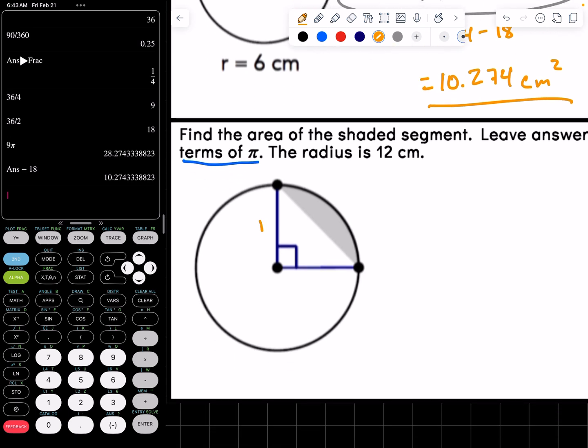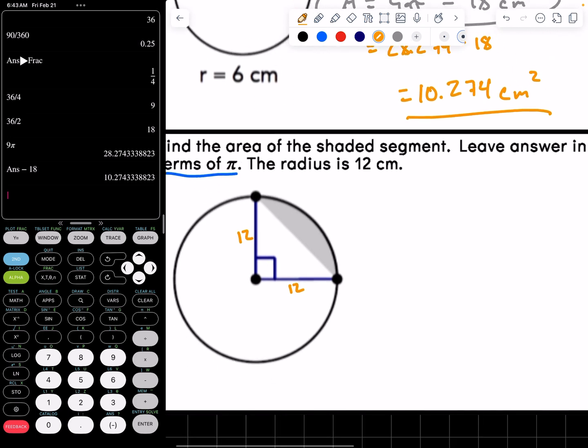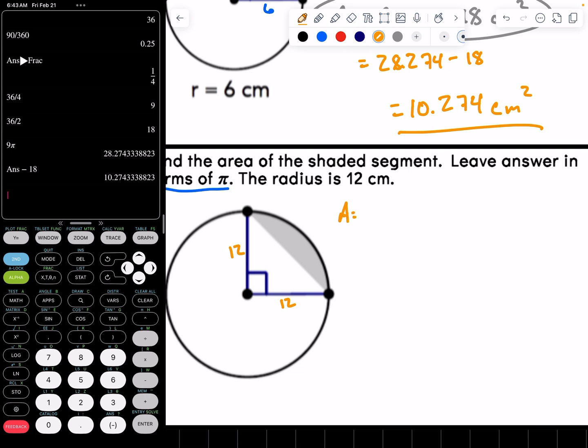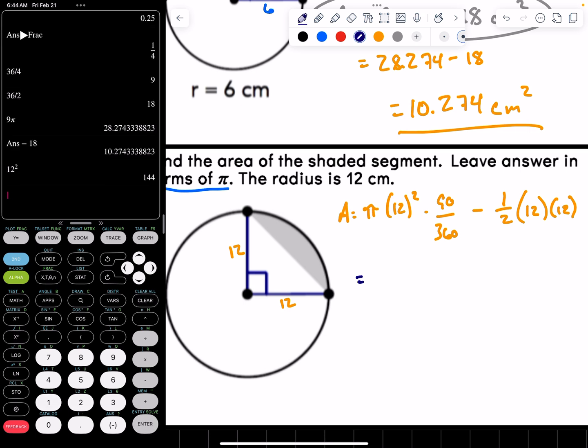Down here, our radius is 12. So we're going to set it up very similarly. The area equals pi r squared, so pi times 12 squared times 90 over 360, minus the area of our triangle, which is going to be 1/2 times 12 times 12. So we end up working this. We've got 12 squared, which is going to be 144.